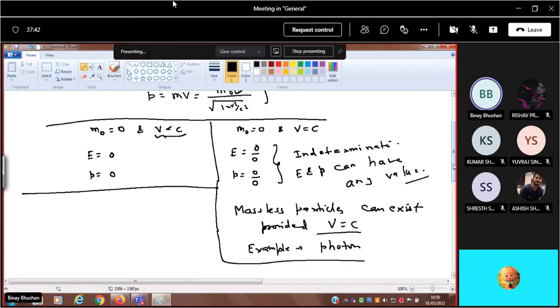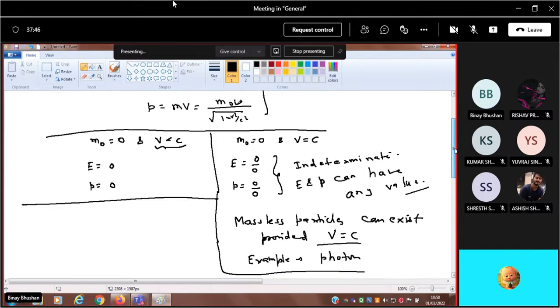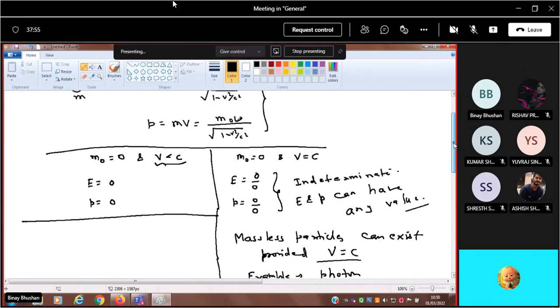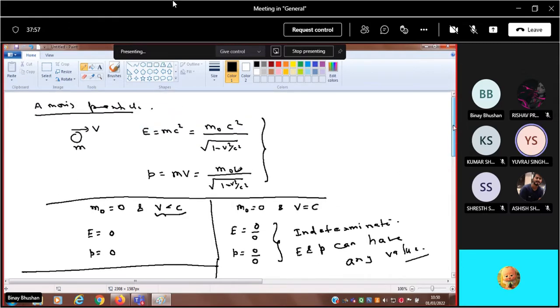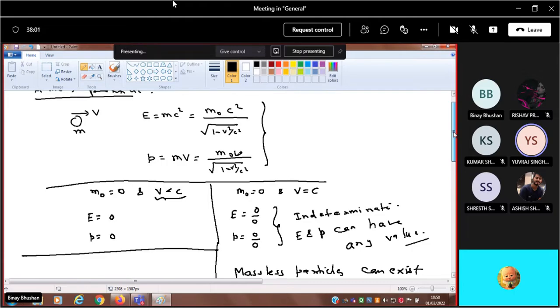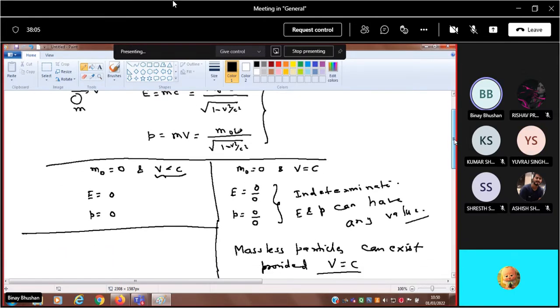Why is Einstein regarded as the greatest scientist? Only because he thought something which was beyond the capability of any other scientist. Sir, so at V equal to C, any massless particle can possess any value of energy. Yes, it can have any energy and momentum. It can have any value.